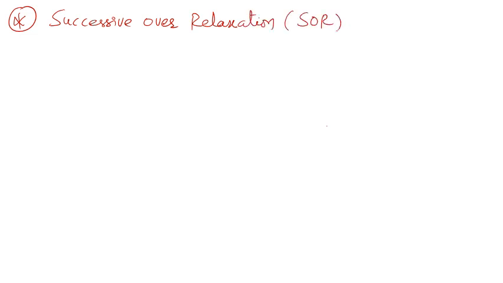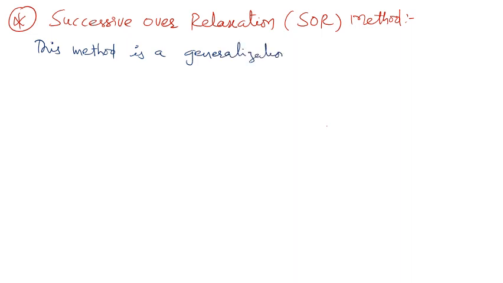Now the last iterative method is the successive over relaxation method. This is called SOR, successive over relaxation method. And what is this method? See, this method is a generalization of the Gauss Seidel method.